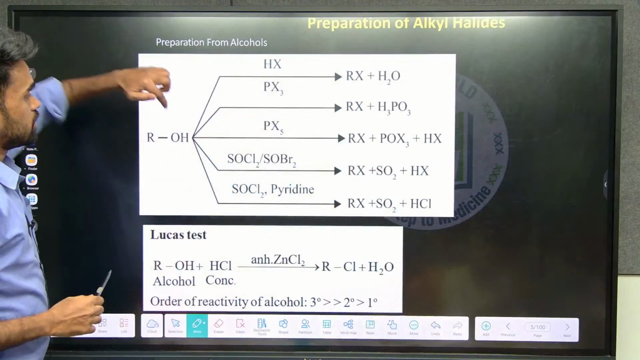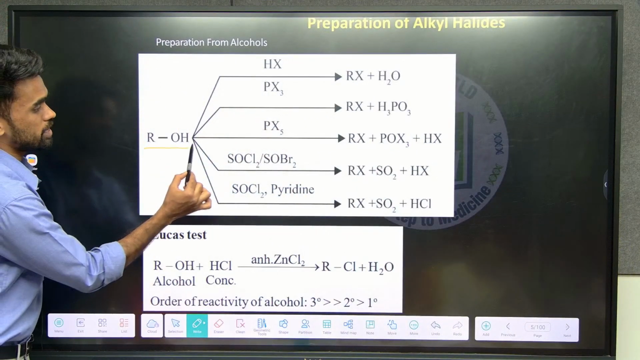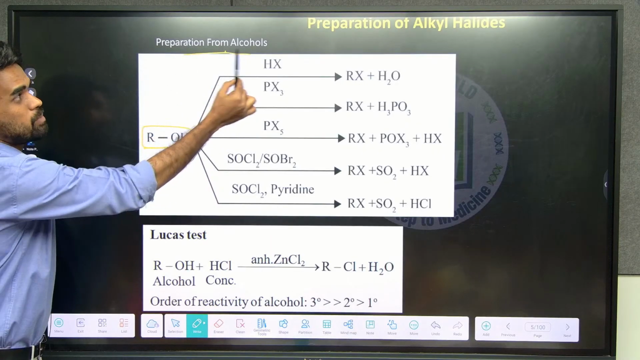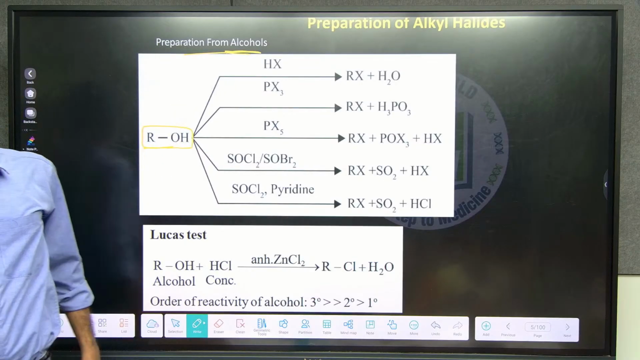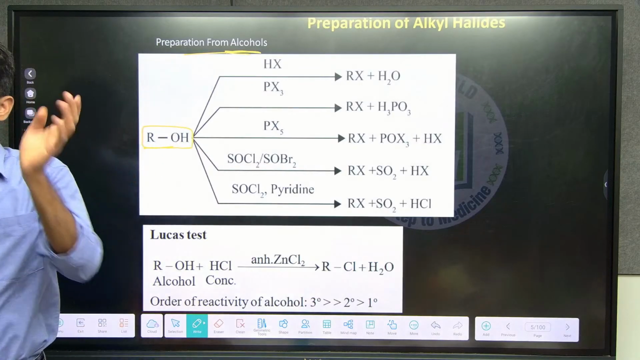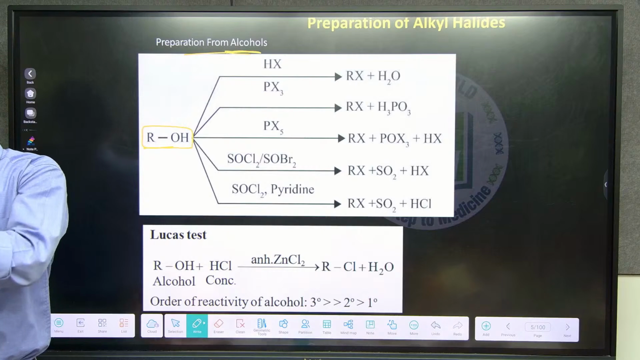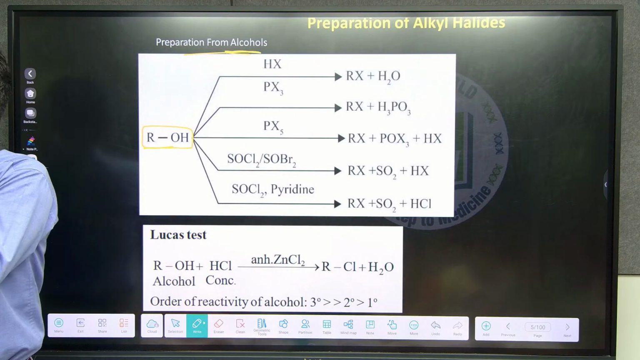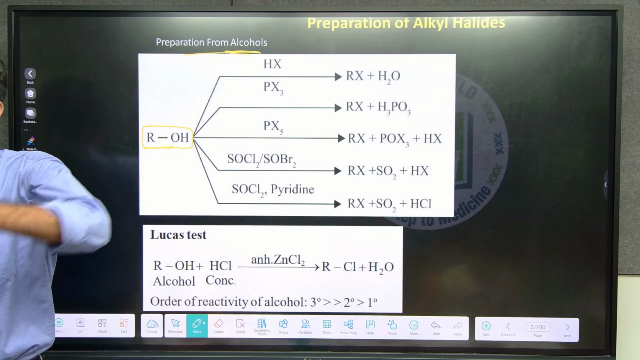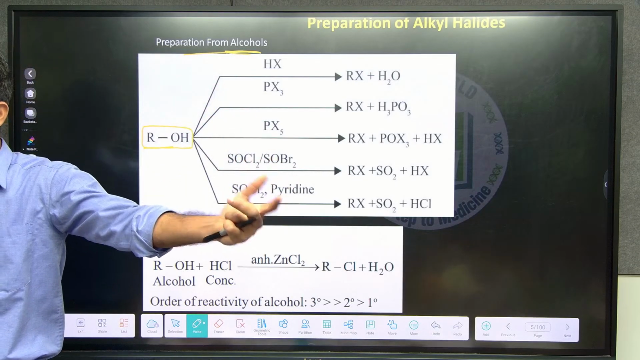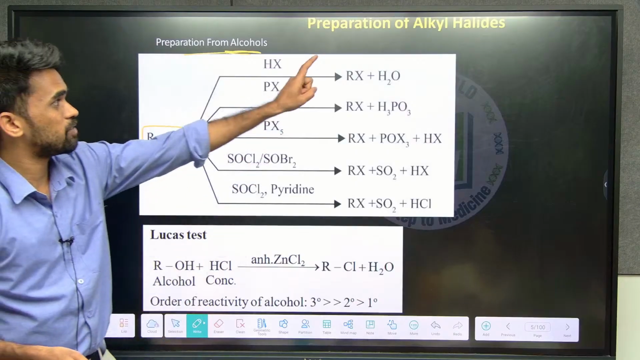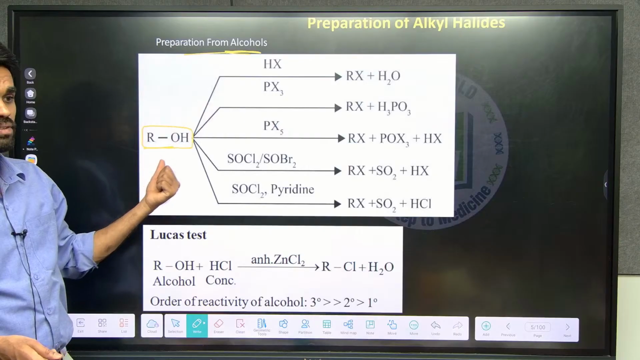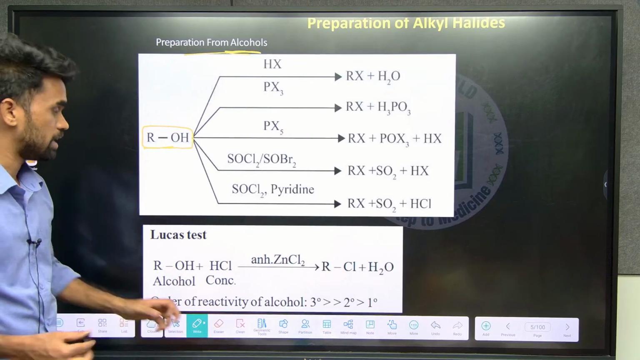So see here, what I have mentioned here, alcohol. The first preparation method is from alcohols. Yesterday we discussed hydrocarbons. There I told you that preparation methods of some compounds are nothing but chemical properties of other compounds. Now here, preparation methods of alkyl halides is nothing but chemical property of alcohols. Like that you can remember.